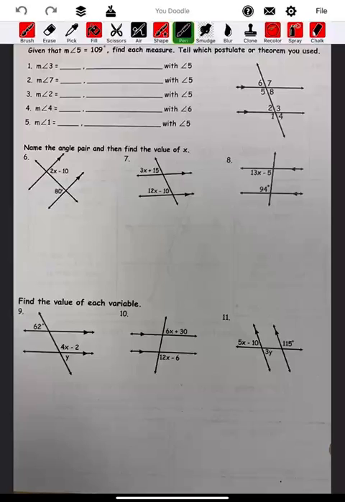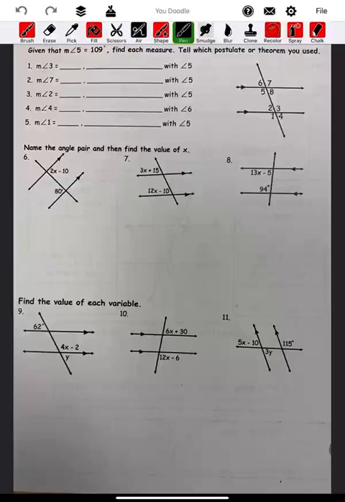In the last video we went over the guided notes and filled out those. So now here we're going to work on this back sheet and use this as an example. You can work on the practice problems that are going to be assigned later. We're given a problem that says, given that the measure of angle 5 equals 109 degrees, find each measure. Tell which postulate or theorem you used.